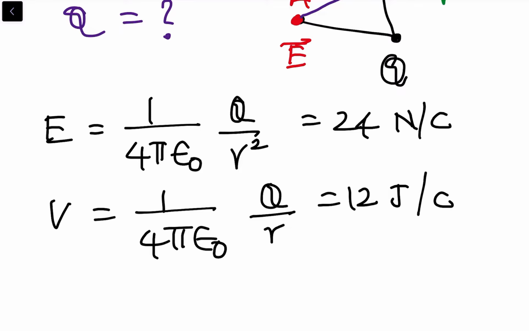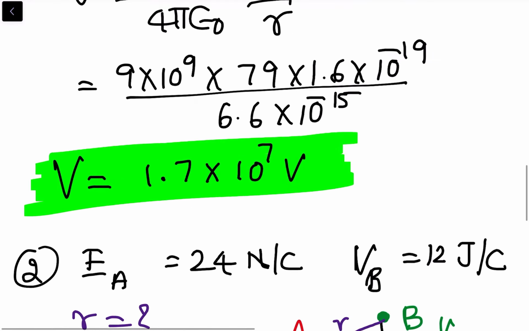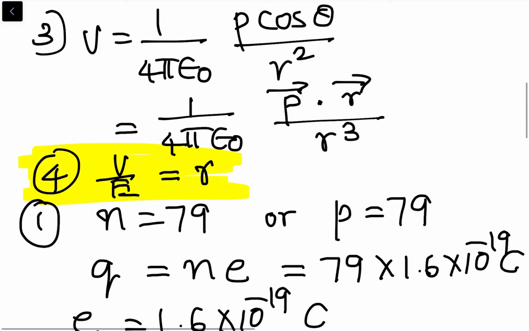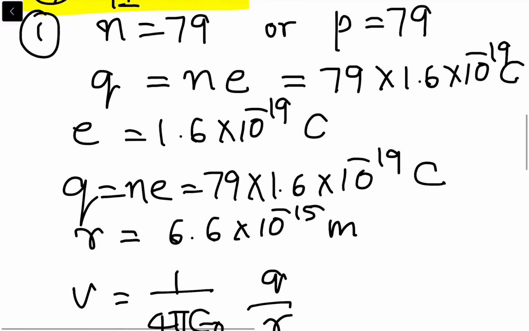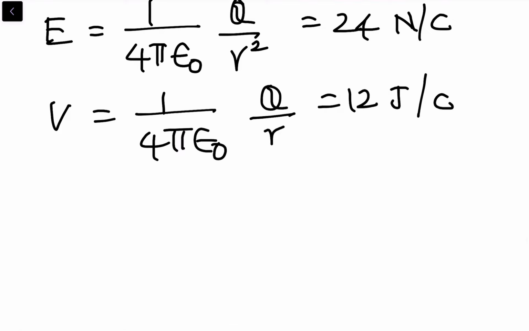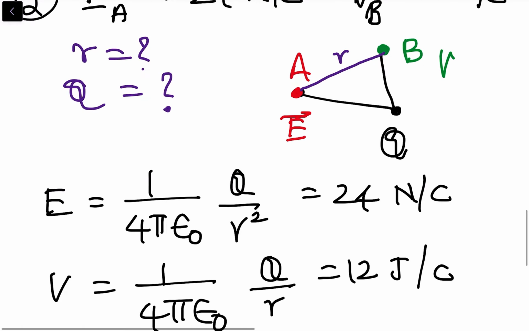Now therefore from this formula, which I have marked with yellow color here, V by E is equal to R, that is the relationship between potential and electric field. So this formula, which is in the yellow color, we will use to find the distance first between the points A and B. You can see the distance between the points A and B is R.